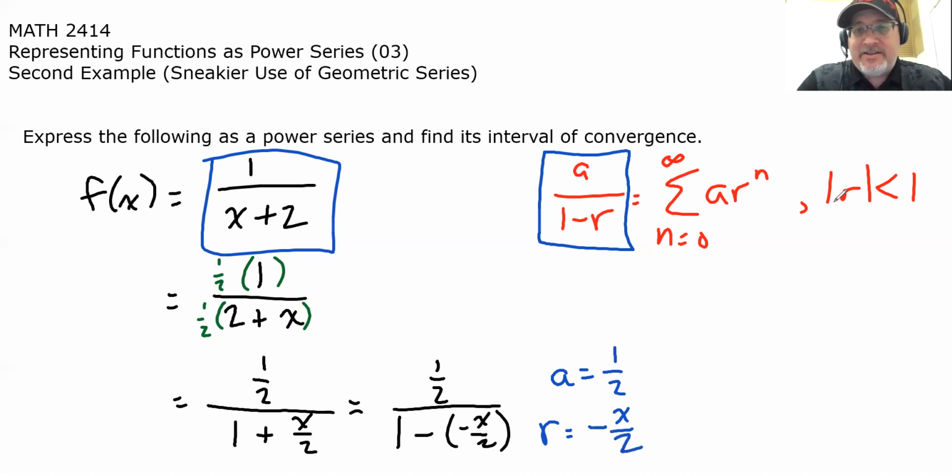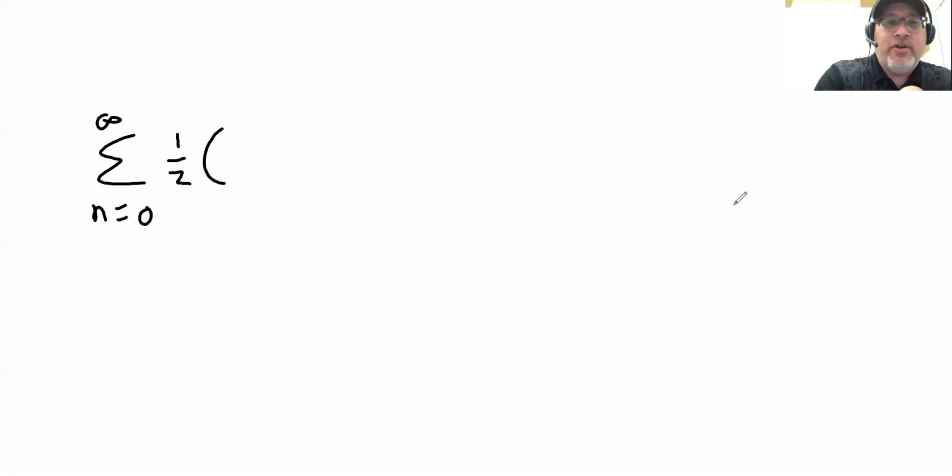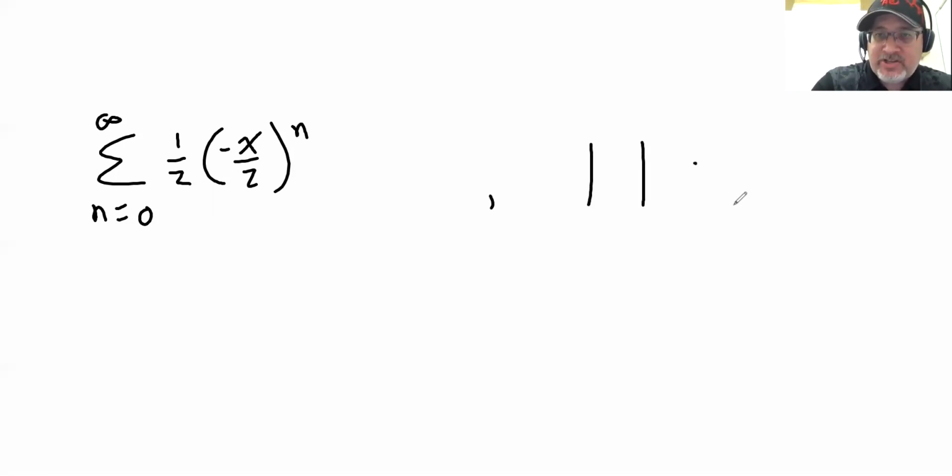And now that we've got the first term and the ratio, we can just substitute those into the series form for A over 1 minus R. So let's do that on the next page. We have the sum of n equals 0 to infinity of our first term, which was 1/2, times the ratio, which was negative x over 2, to the nth power, and this will converge when the absolute value of the ratio is less than 1, but the ratio is negative x over 2.